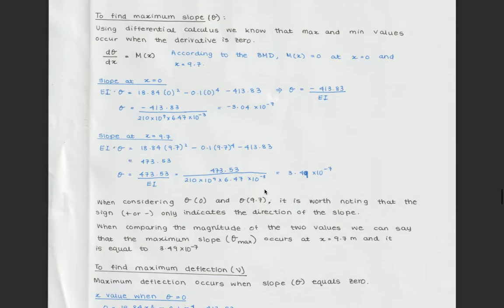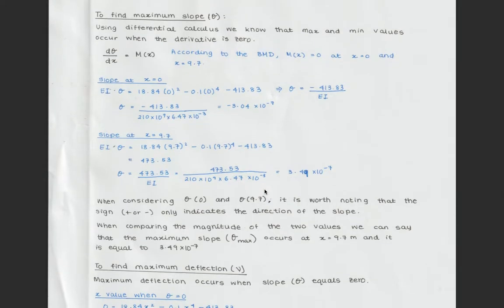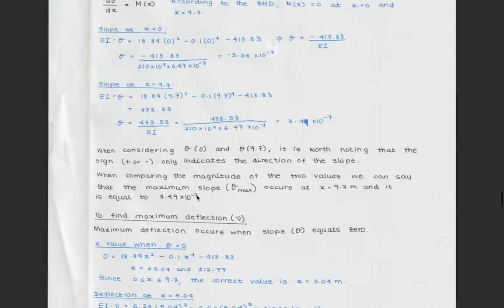So in considering the maximum slope, we compare those two values. Although this one has a negative, that really just indicates the direction of the slope, so we're more interested in which of those two values has the highest magnitude, and that is the second value here, 3.49 times 10 to the negative 7, which is at x equals 9.7.